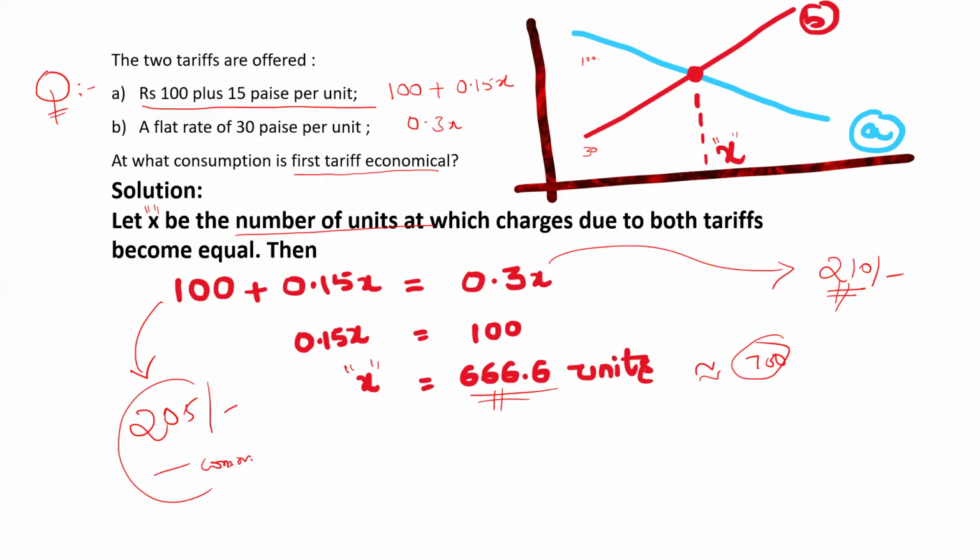That's the validation. After the point x, which one is dropping in rate? This blue colored line drops. So A is more economical compared to B after this point x. That's only a simple numerical.